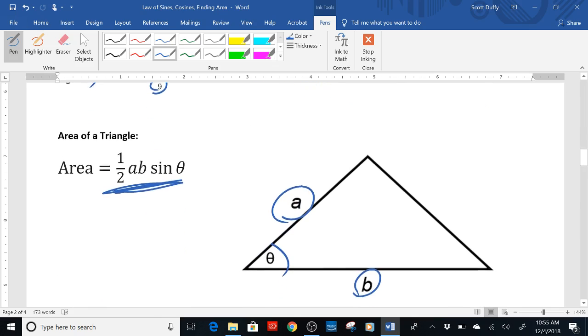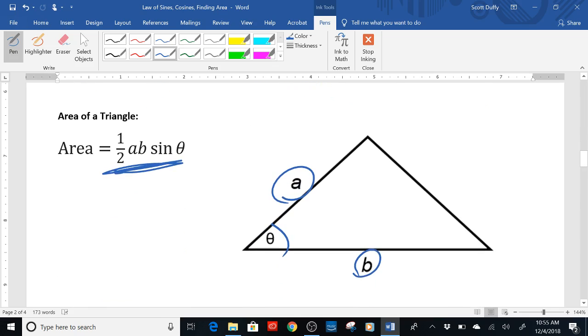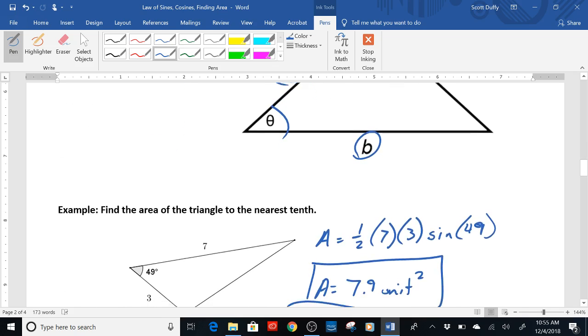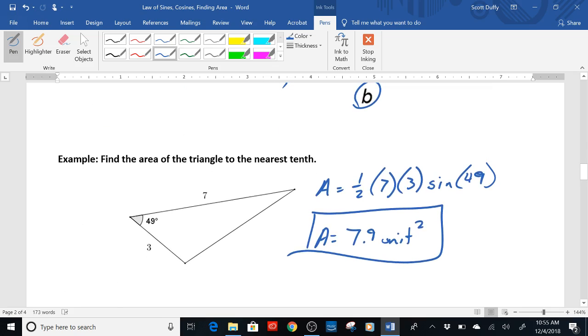And last, if you know the same information, two sides and the angle in between, you can also find the area using this formula. The area of a triangle is equal to 1/2 times the length of the sides times the sine of the angle. So this is what I did. I took 1/2 times 7 times 3, the two sides I knew, times the sine of the angle, which is 49. And I got 7.9 to the nearest tenth.